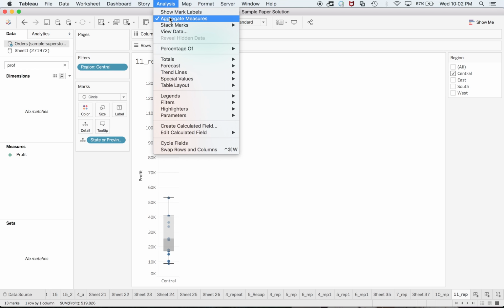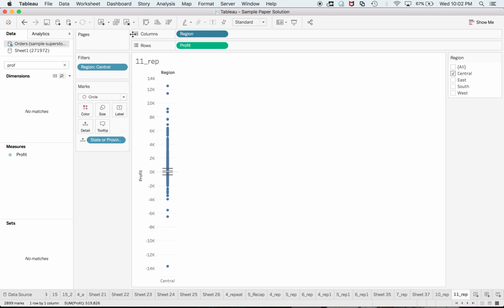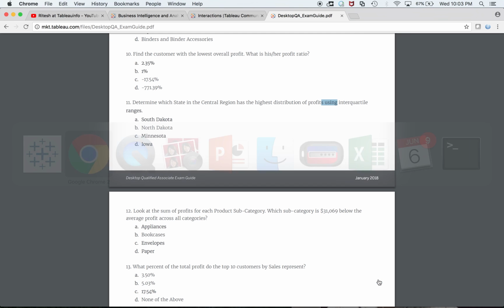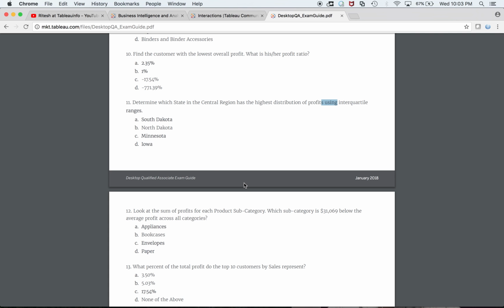Don't forget to uncheck aggregate measures. And now this is the time to drag state over there. So yes, I can see the highest distribution, right? It is quite visible over there. So this becomes my answer. Here we go.